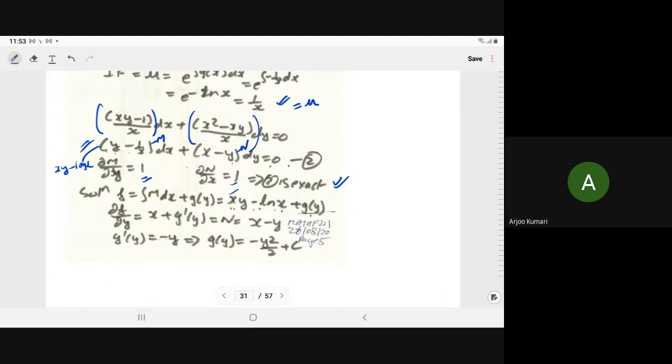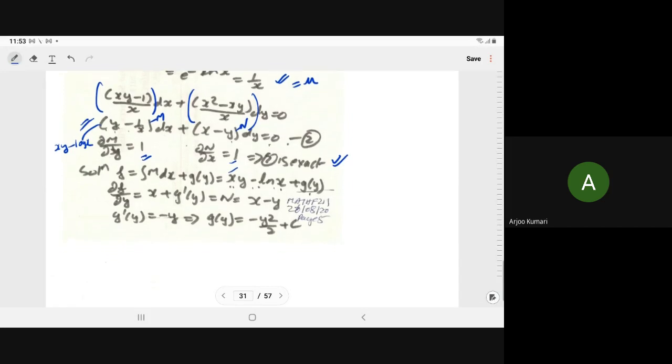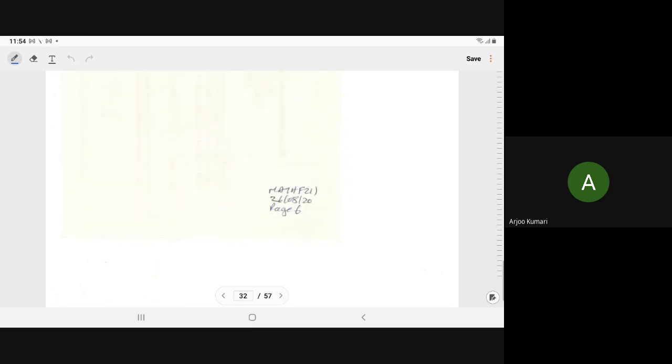Now we differentiate with respect to y. So del f by del y will become x plus g dash y, and del f by del y is N. This is the new N, x minus y. So here N is equal to x minus y we put. So what is the benefit? x and x from both sides will cancel out. So g dash is equal to minus y. So g(y) will become minus y square upon 2 plus c. So just put the value of g(y) here.